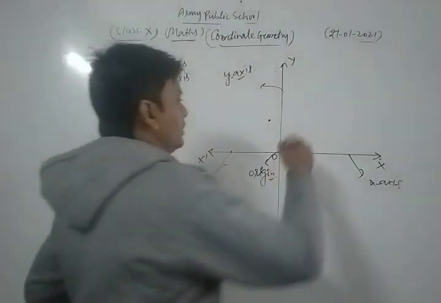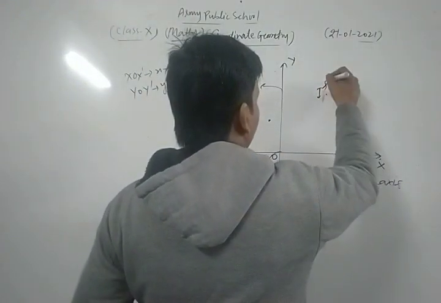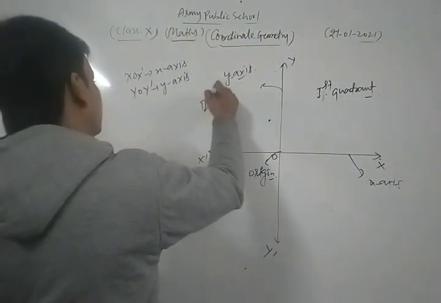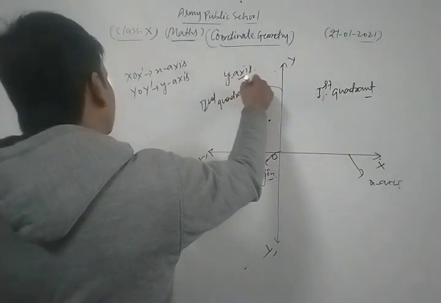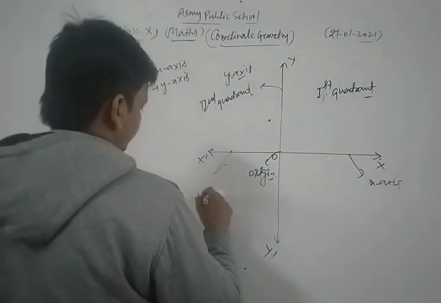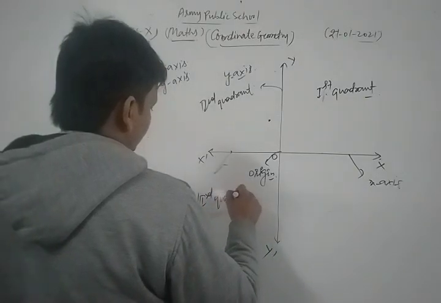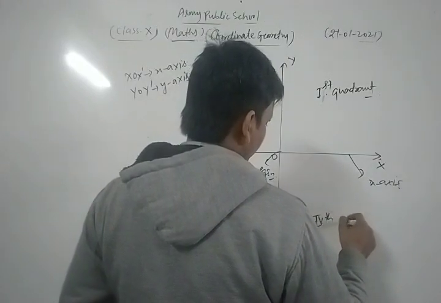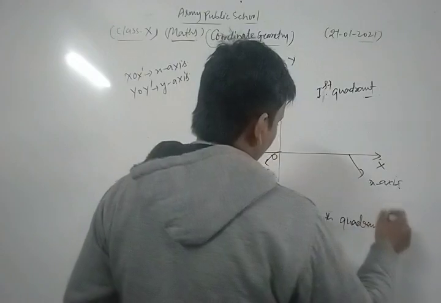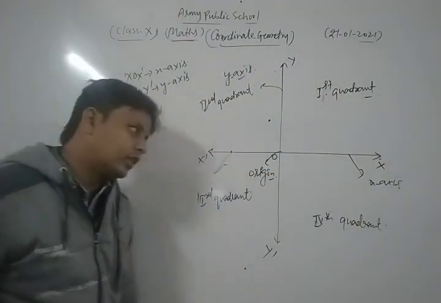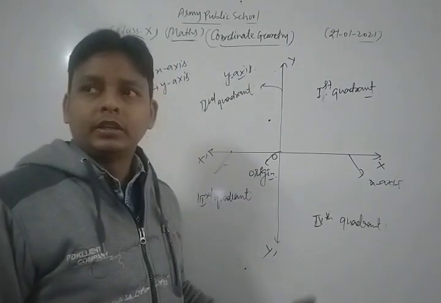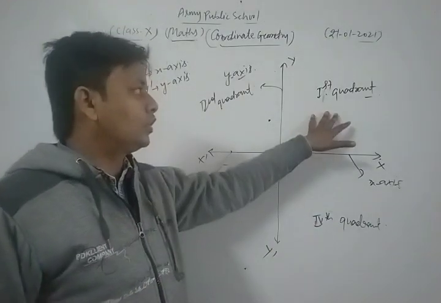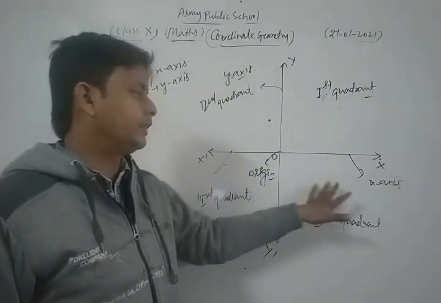This is your first quadrant. This is your second quadrant. This is your third quadrant, and this is your fourth quadrant. Dear students, one of the most important things is that in the Cartesian coordinate system there are four quadrants: first, second, third, and fourth.